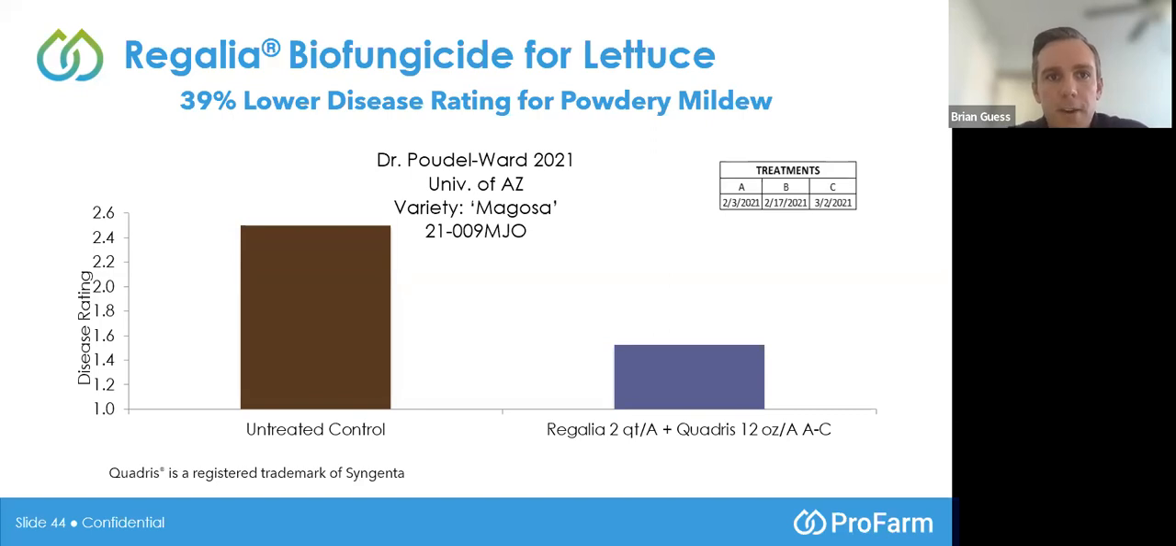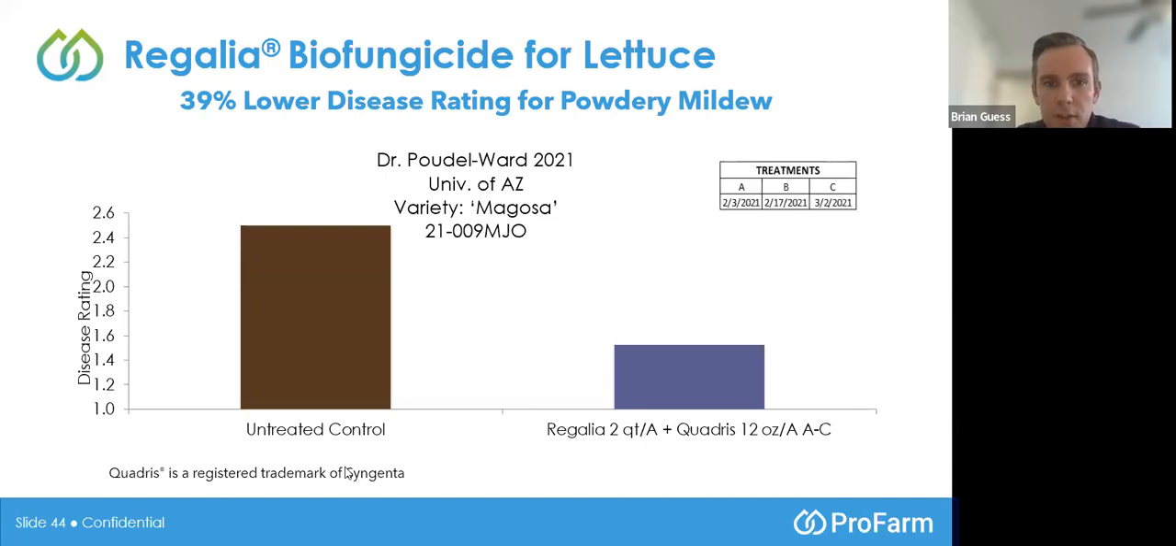So for this first trial, it's done with Dr. Pundit Ward down at University of Arizona Yuma Extension on lettuce, and we are going after powdery mildew. You can see in the treatment timings, we had 3 treatments, A, B, and C. Moving over to the left side of the graph, you can see the y-axis. We have a disease rating. It was on a scale of 1 to 5. Untreated control was coming in about 2.5, so disease was present in the trial.